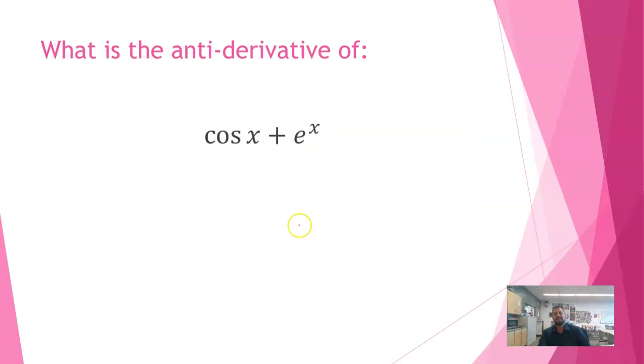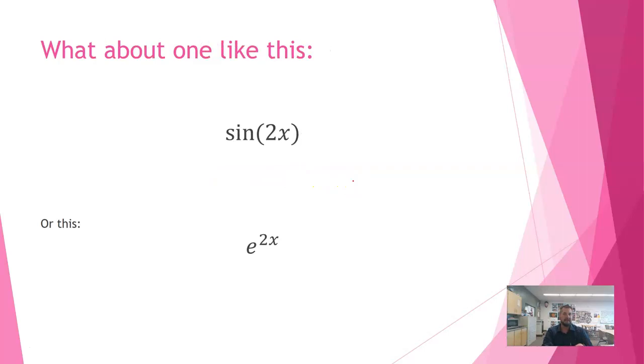So if I wanted to know the antiderivative of cosine of x plus e to the x, I would just say the antiderivative of cosine is sine, antiderivative of e to the x is e to the x plus c. I'm all done, okay?